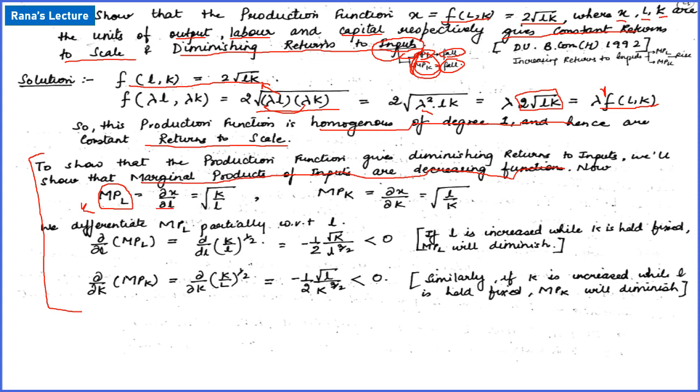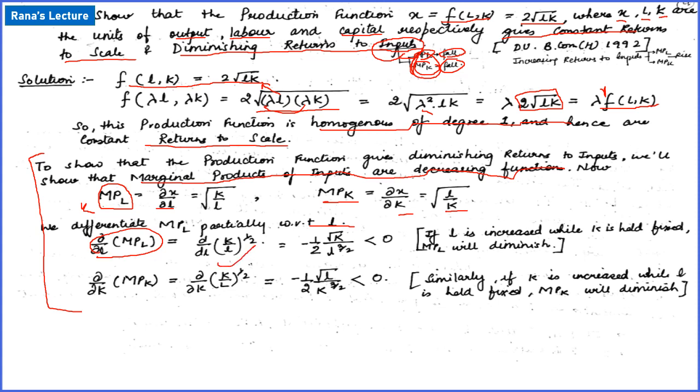This comes out to be under root k by L, right? Again we calculate marginal productivity of capital. This is equal to delta x by delta k, that is under root L by k. We have just calculated these MPL and MPK. We haven't proved it कि वो लोग decreasing functions हैं. इसको decreasing function prove करने के लिए इसको हम एक बार और differentiate करेंगे, right? Again we differentiate MPL partially with respect to L, right?